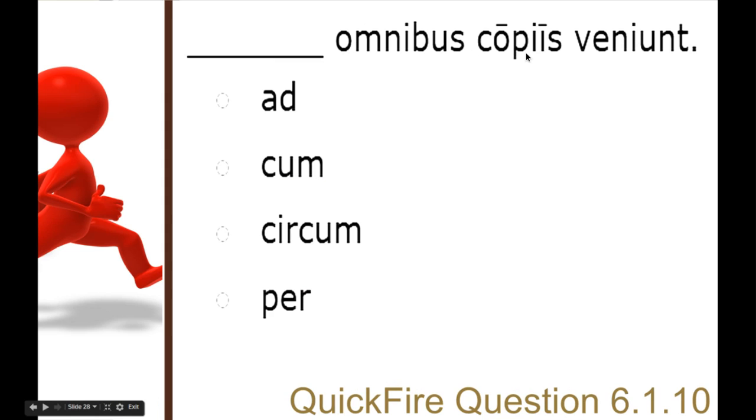So, what goes with omnibus? Does ad go with an accusative? No. Does ex? No. Does per? No. The only one that it goes with is cum. So with all the forces, they come. They come with all the forces.